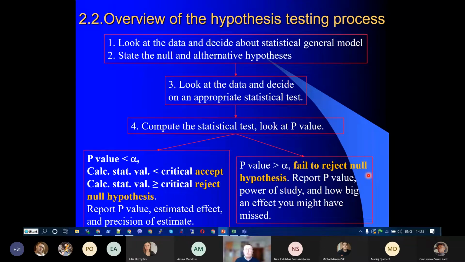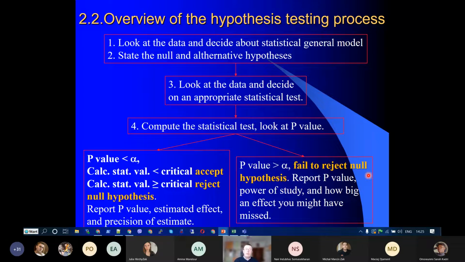Okay, let's move into the process of how we conduct hypothesis testing. First of all, we have to overview our data. Usually it's during the experimental planning stage. We have to make an assumption about what kind of data we will measure, which type it will be, and what the type of our variables involved in the analysis is. So, looking at the data, we make a decision about a general statistical model.